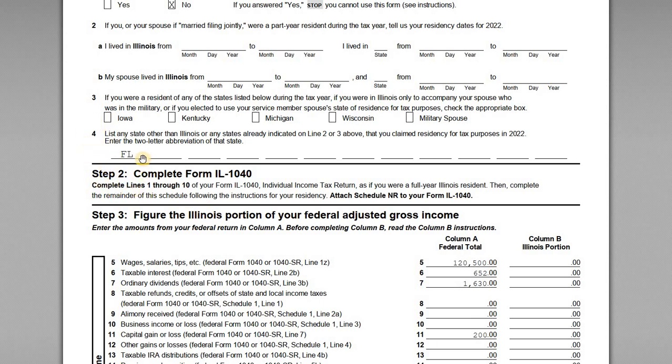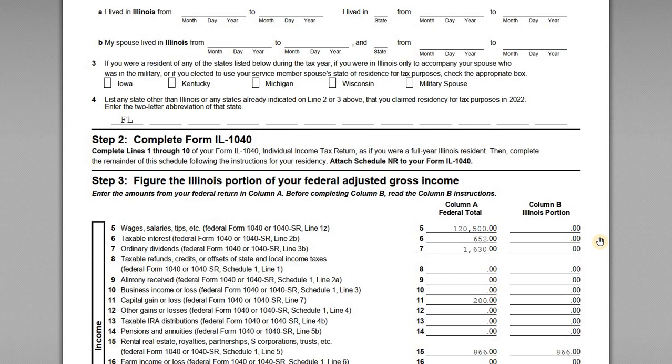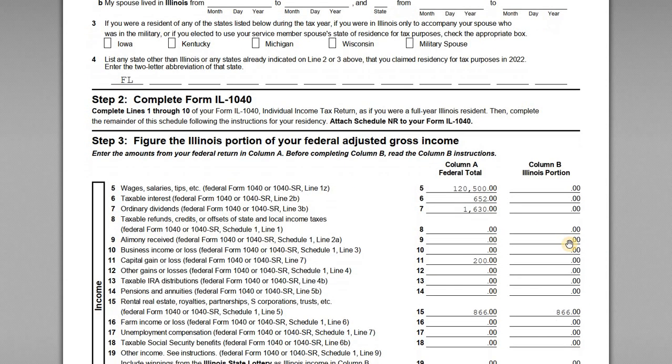Question 4, though, we do fill in that we are a Florida resident for tax purposes in 2022. Even though Florida doesn't impose any individual income tax, we still are a resident there for the full year.